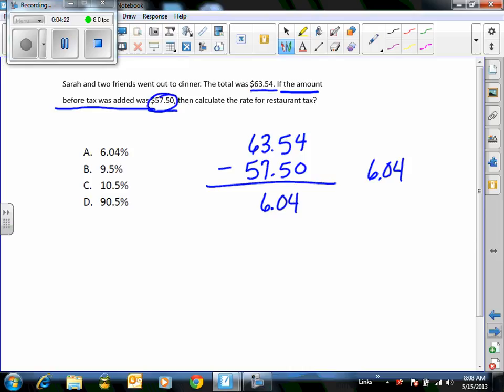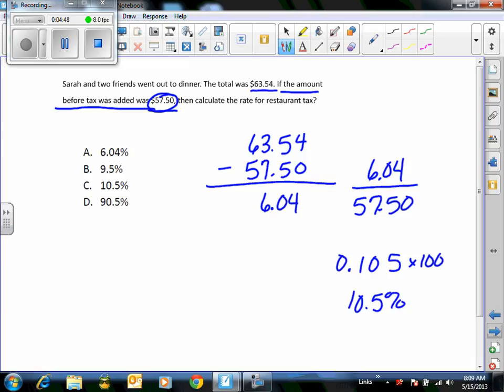be $57.50. So 6.04 divided by 57.50, and I get 0.105, and it's a number that keeps going on. If I multiply that number by 100, I'm going to get 10.5%, and the correct answer is C.